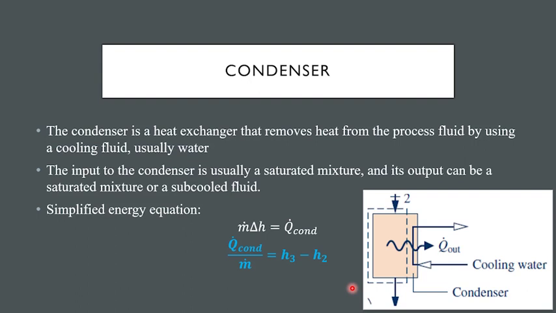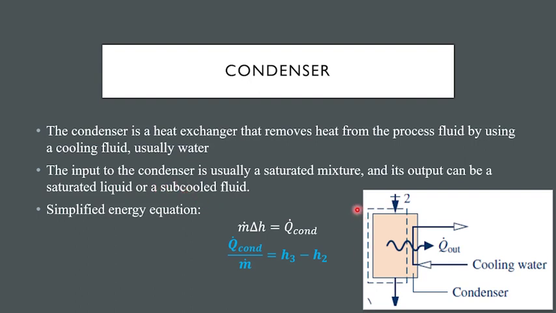Next, we have the condenser. The condenser is a heat exchanger that removes heat from the process fluid by using a cooling fluid, usually water. This is a closed-type heat exchanger wherein the cooling water does not mix with the vapor coming from the exit of the turbine. The input to the condenser is usually a saturated mixture, and its output can be a saturated liquid or a subcooled fluid.